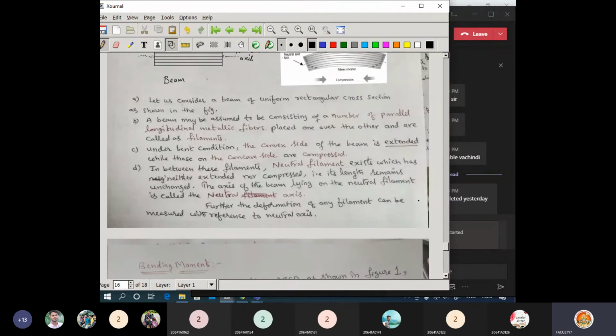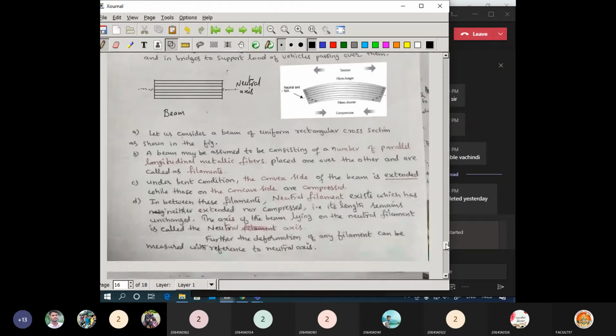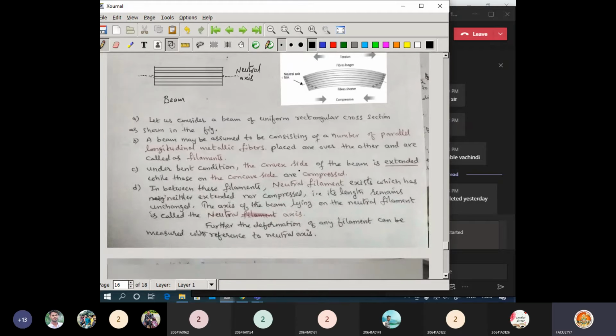Okay, now convex and concave side, what if you can identify here? This is considered as a convex side, and this is considered as a concave side. The bottom side is the concave side, the top side is the convex side. On the convex side, there will be the extension of length. In the concave side, there will be compression. Compression in the sense the length will be reduced. In the convex side, the length will be extended.